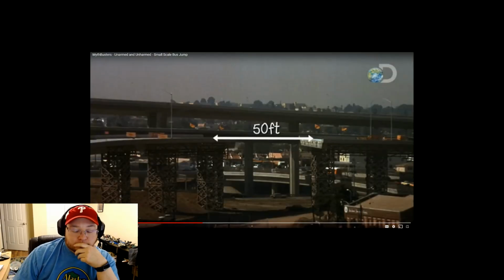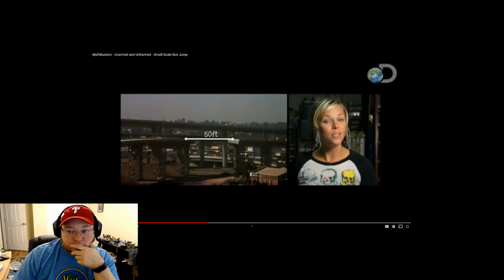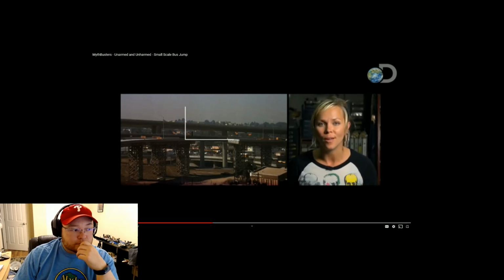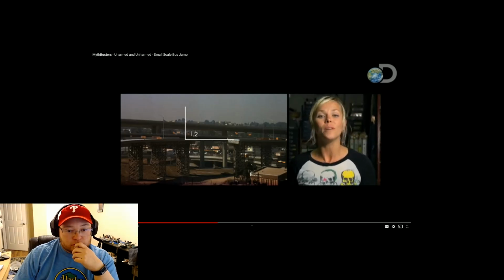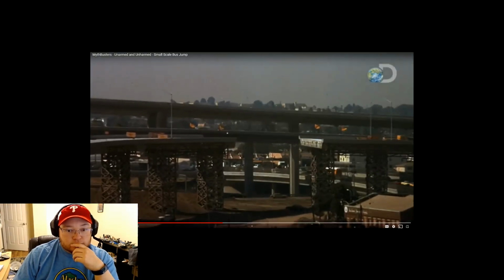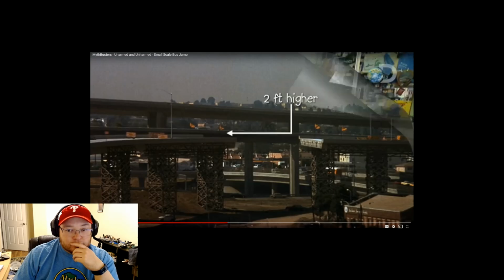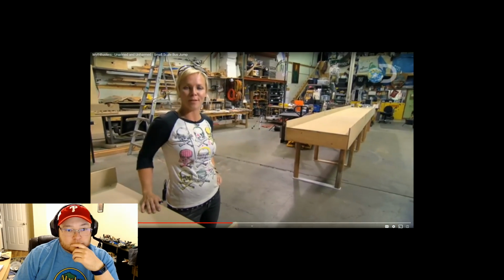The gap is 50 feet, so we've got that covered. But just as important is the angle of the road. And we've calculated it to be 1.2 degrees with the exit ramp 2 feet higher than the landing ramp. All of which will be scaled perfectly for this experiment.